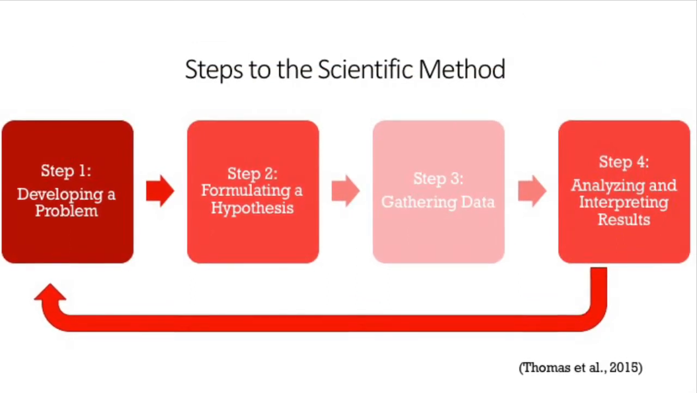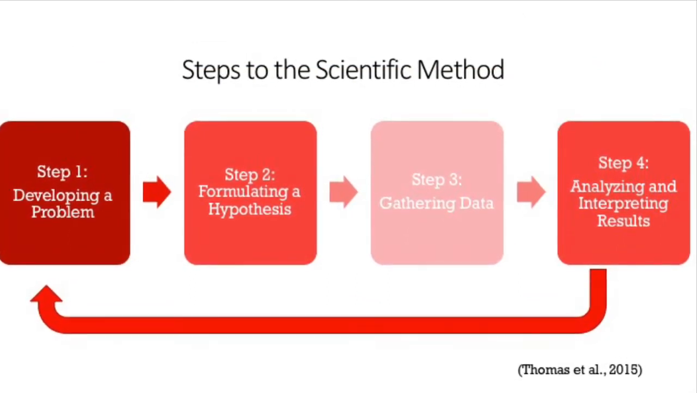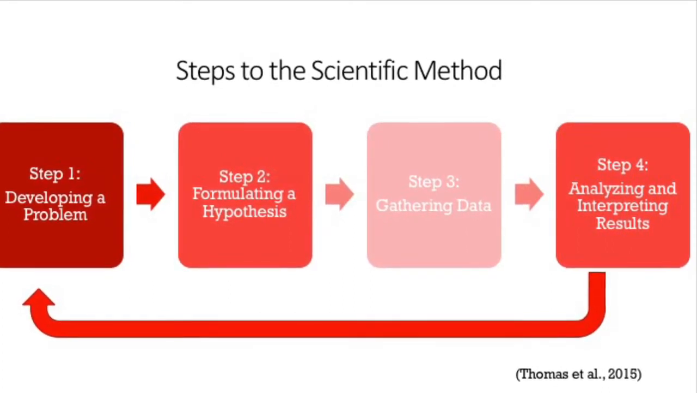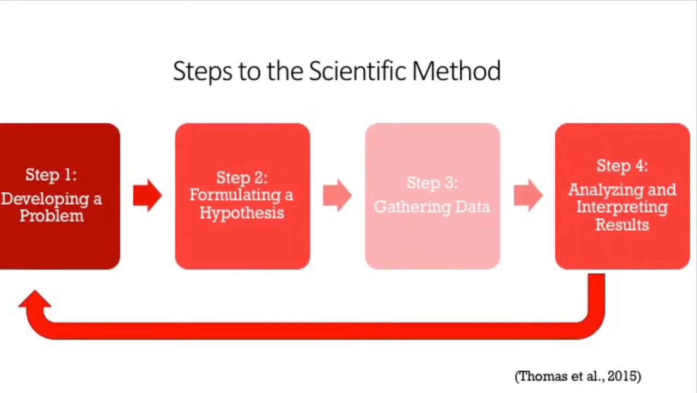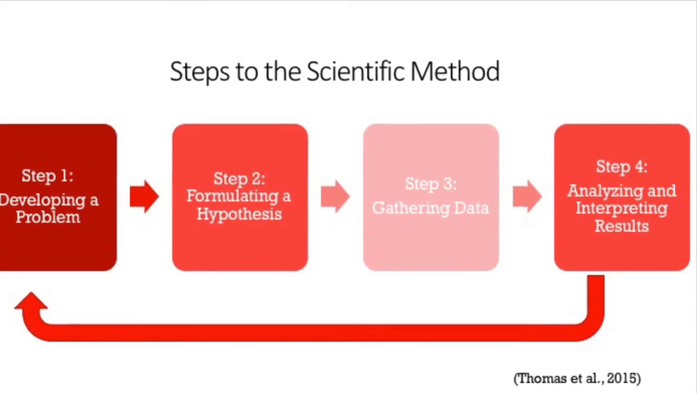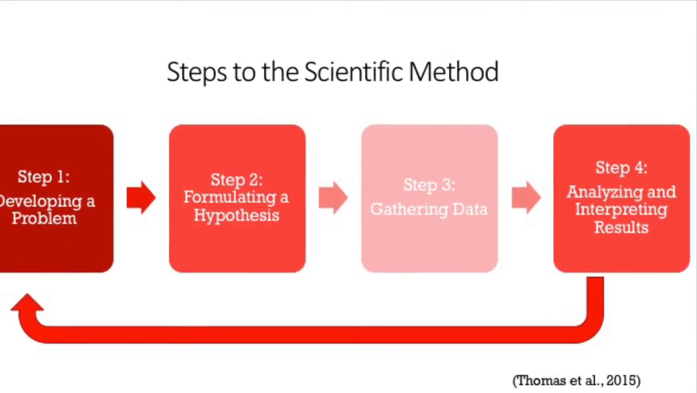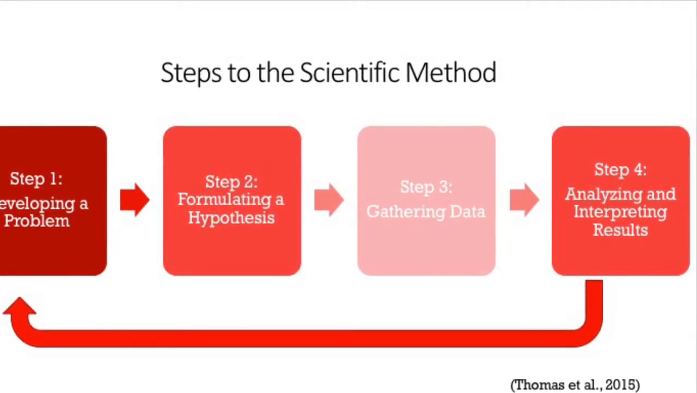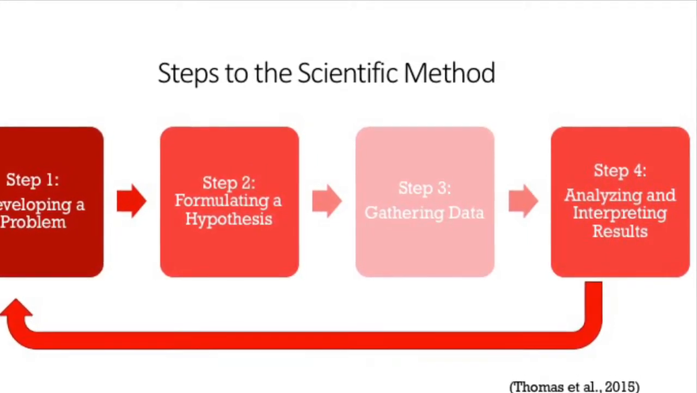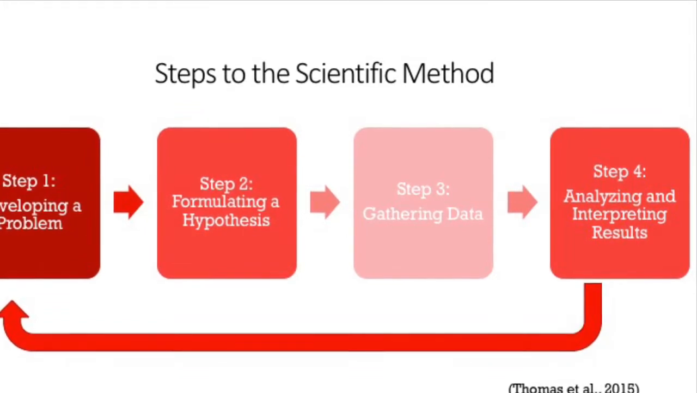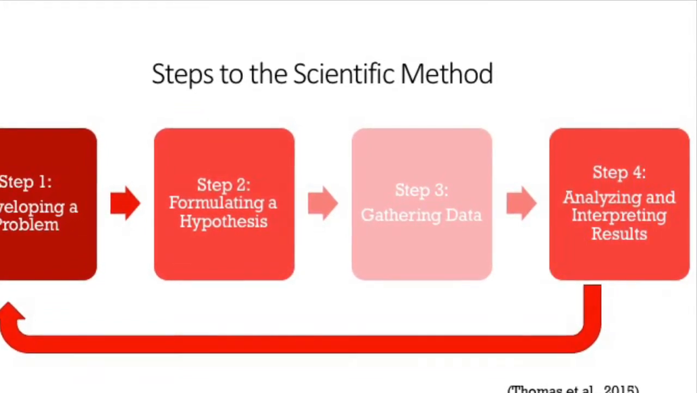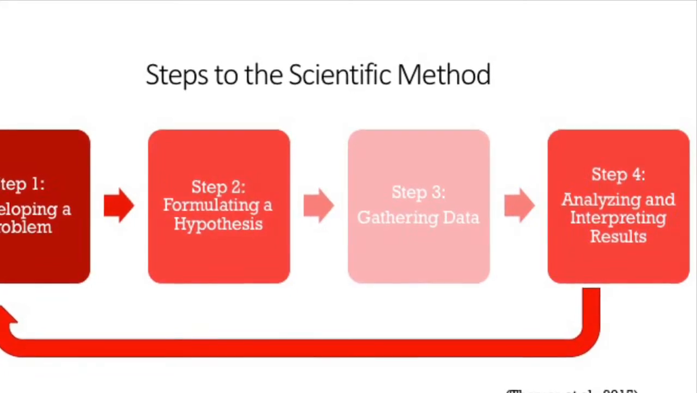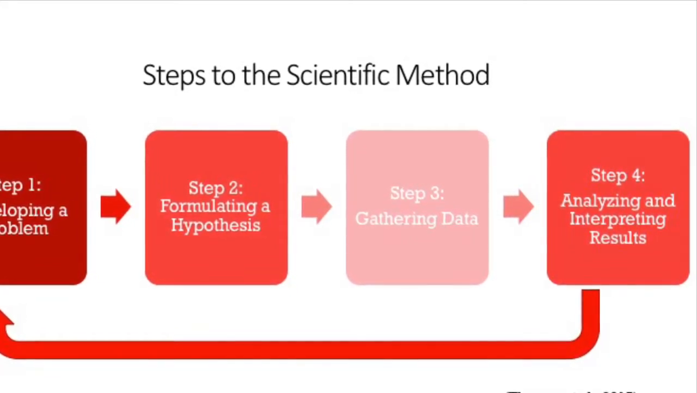The actual steps of the scientific method depend on what source you're looking at. I'm using Thomas et al., but you could find a different book. The names might be different, but ultimately, the steps are essentially the same. At step 1, you're going to focus on developing the problem. Step 2 is formulating a hypothesis. In step 3, you're going to gather data. And step 4, analyze and interpret the results. While it looks linear, in reality, the scientific method is pretty cyclical in nature, because we often see that steps 3 and 4 send us right back to step 1.